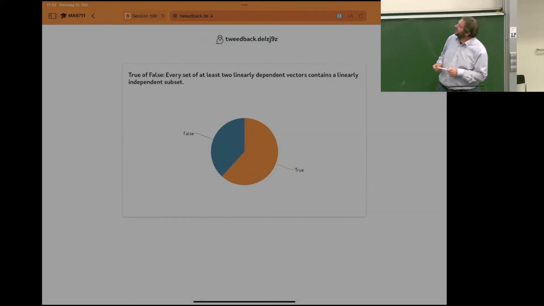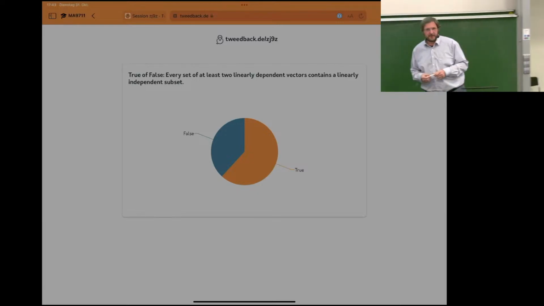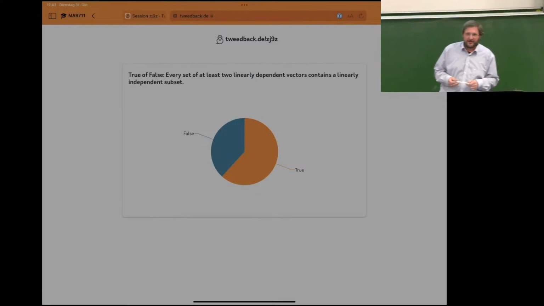All right, most of you said true, and we basically answered that one already. We said that if I have a set that just contains one vector, there's basically 2 possibilities. It could be the zero vector, then it's linearly dependent. It could be a non-zero vector, then it's linearly independent. And of course, if I have 2 vectors in the set, at least one of those must be a vector that's not the zero vector. I can't just take that. Right? So the answer is true.